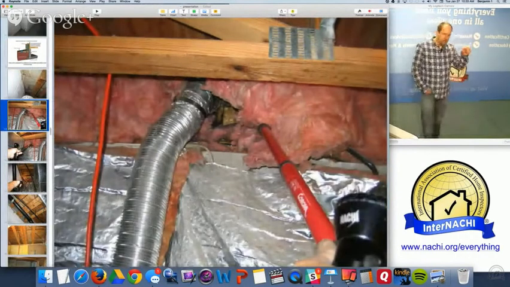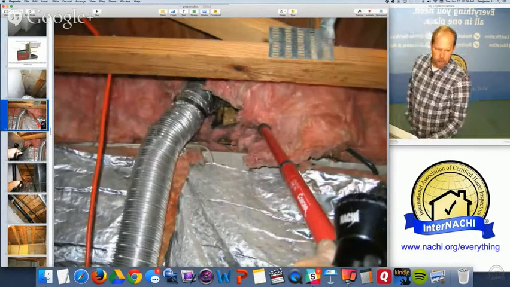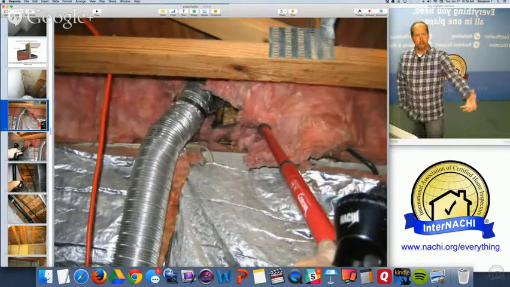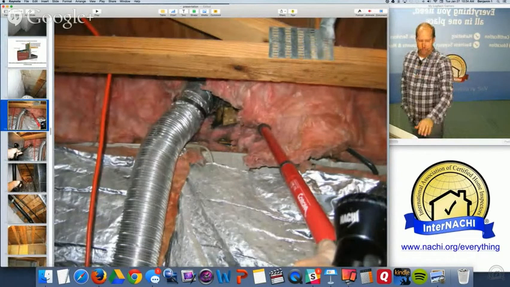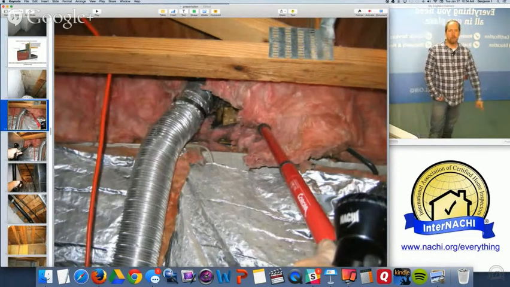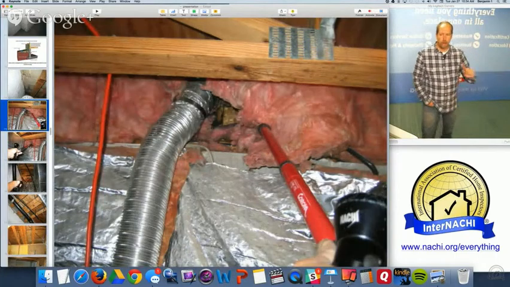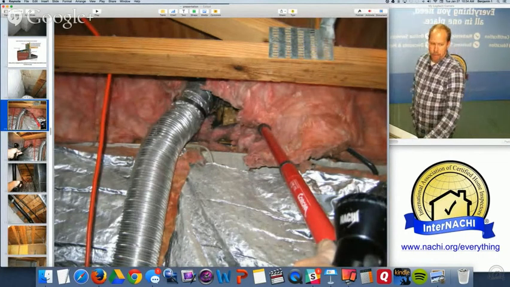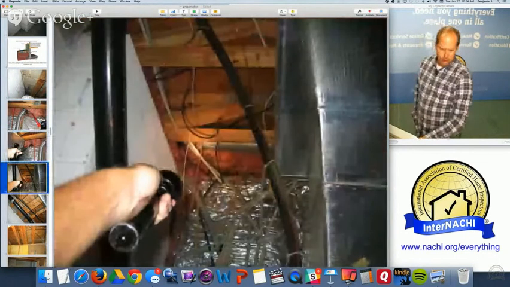I'm pulling insulation away and putting it back. I want to look at, remember that dryer exhaust? Remember the hood on the outside? That's where I want to see. I want to make sure that that dryer exhaust is actually blowing through the wall, the exterior wall, going outside and not actually blowing behind the insulation, which I've found in the past.